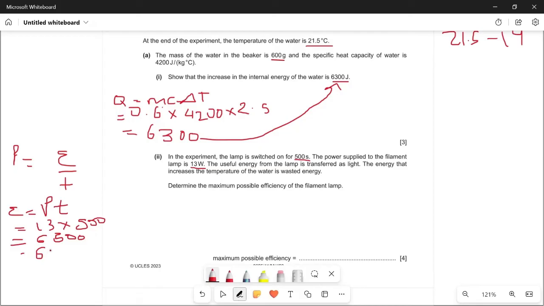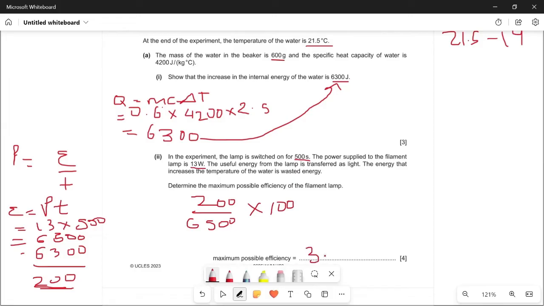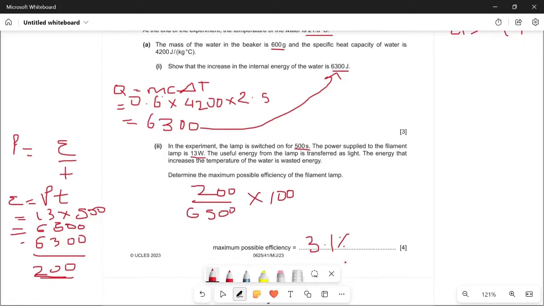So this was the total amount of energy supplied, and the energy wasted was 6,300. If we subtract 6,300 from this, we get the useful energy, which is 200. So 200 joules is the total amount of energy used to light the lamp, the useful energy. So efficiency is the useful energy, 200, over the total energy, which is 6,500, then times 100. Now this would give us 3.1%. So the maximum possible efficiency is 3.1%. So the lamp is not very efficient.